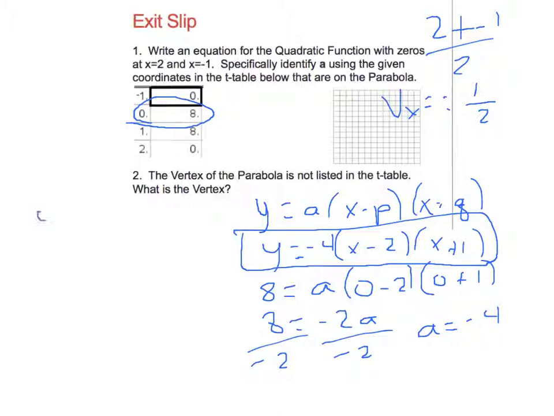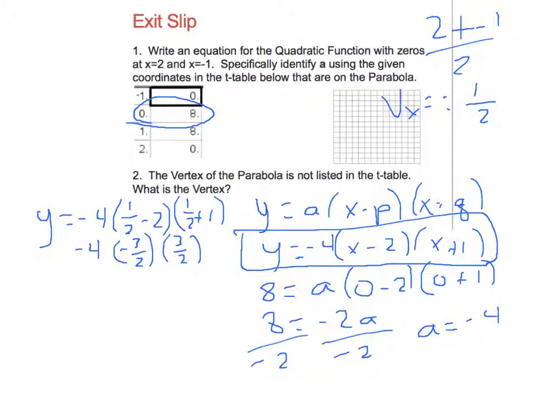So the y value for the vertex would be, if we substitute 1/2 in for x, we would get -4 times (1/2 minus 2) times (1/2 plus 1). And so that gives you -4 times -3/2 times +3/2, which is -4 times -9/4, and then those 4's divide out and you're just left with +9. So the vertex is at the coordinates (1/2, 9).